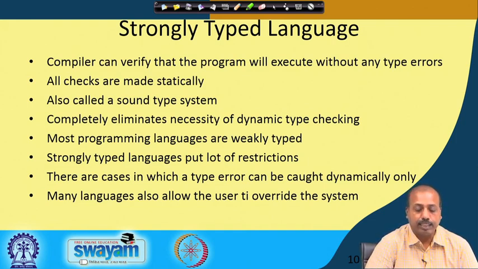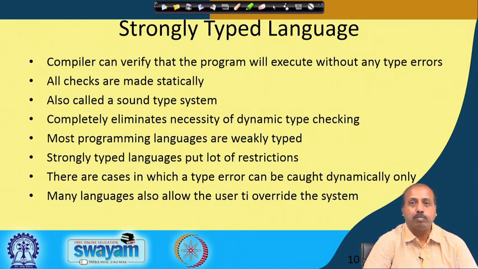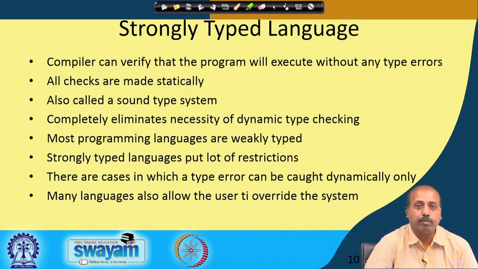So, they are static checks, and they are also called a sound type system, because the type checker that we have is very rigorous in nature. So, they are called a sound type system. It completely eliminates the necessity of dynamic type checking, because no scope is left for dynamic checking. And most programming languages are weakly typed.